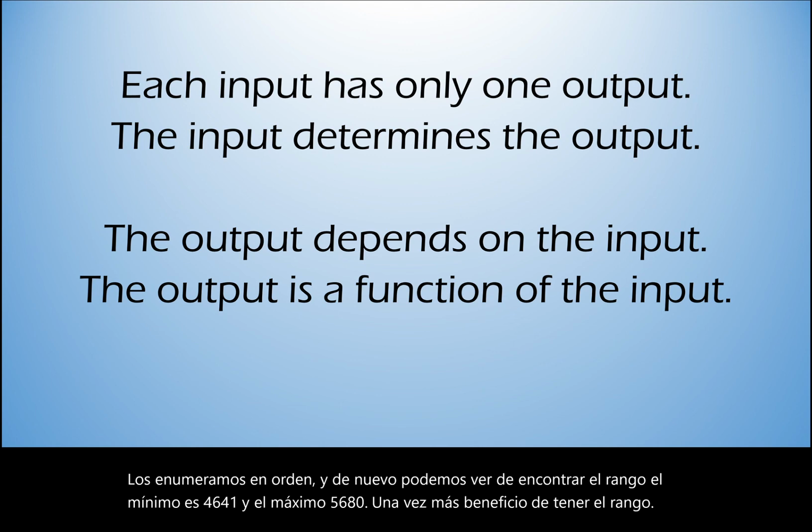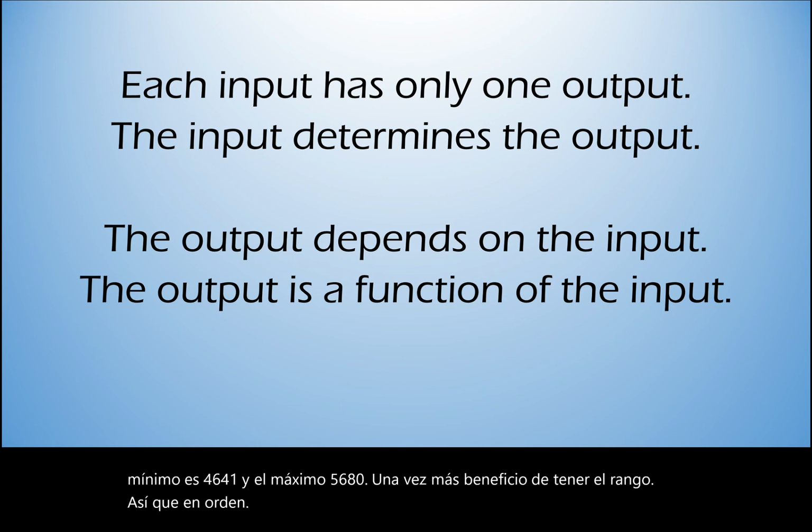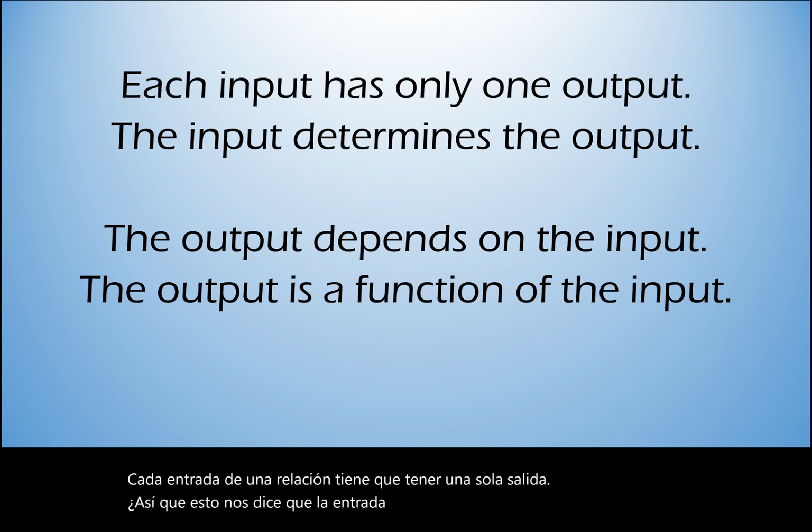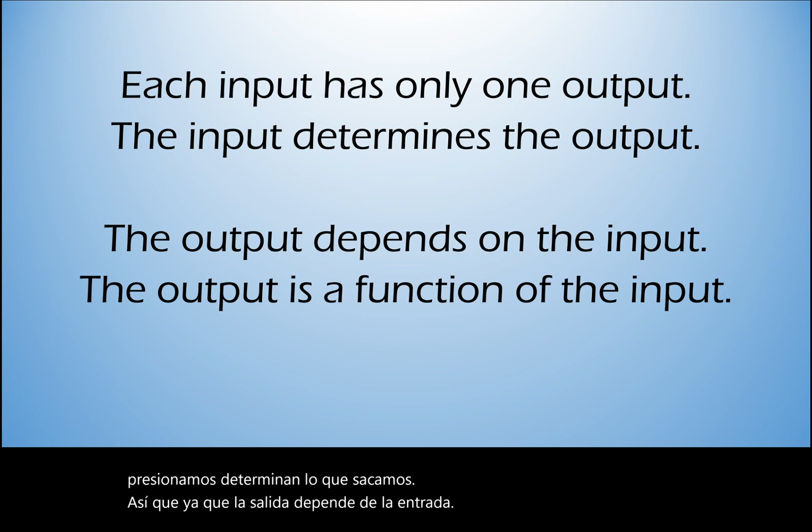So in order to be a function, each input of a relation has to have only one output. This tells us that the input is what determines the output. Again, thinking about the function machine, the buttons we press determine what we get out. Since the output depends on the input, we would say that the output is a function of the input.